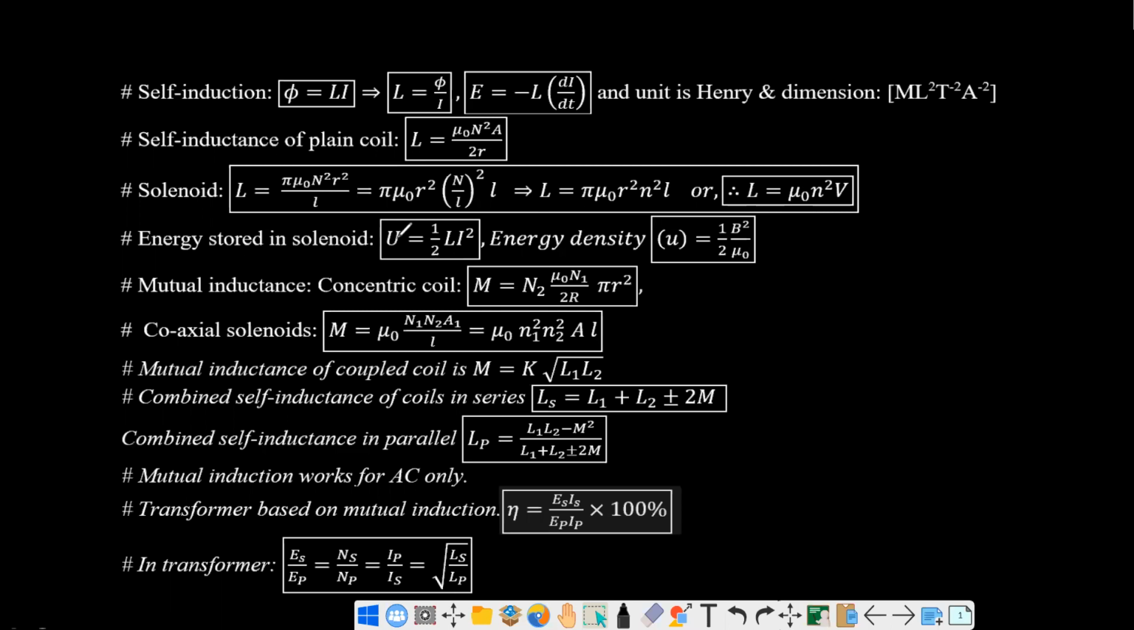Okay, energy stored in solenoid can be written this way, exactly similar to that of the electrical energy stored in your capacitor as 1 by 2 CV square.